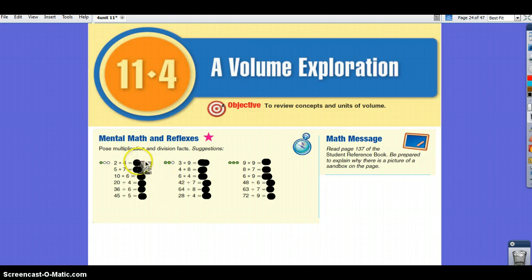2 times 4, 8. 5 times 7, 35. 10 times 6, 60. 20 divided by 4, 5. 36 divided by 6, 6. 45 divided by 5, 9.